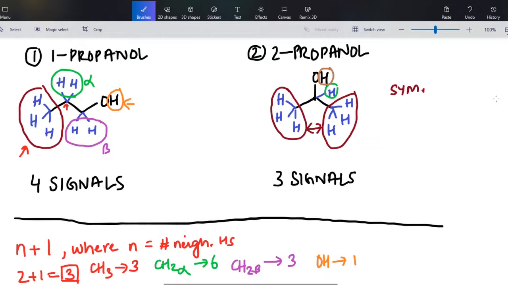So why don't you take a minute to pause the video and try it out for 2-propanol, see if you can figure out the multiplicity of the signals produced, and then we'll talk about it in just a second.